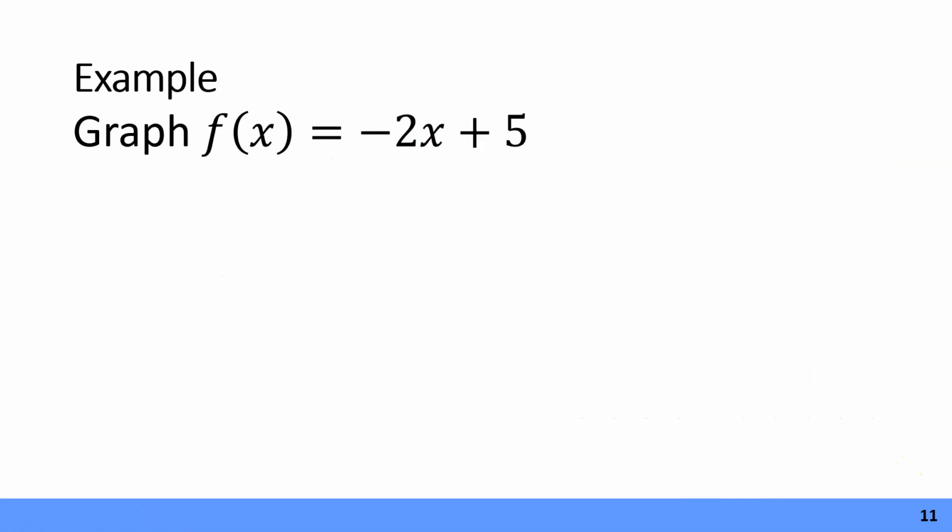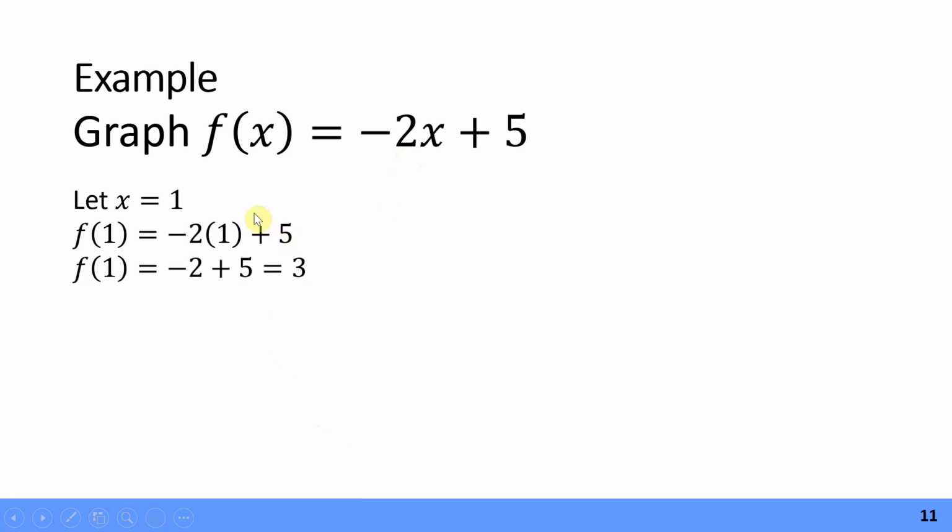Graph f of x equals negative 2x plus 5. Again, choose 2 random numbers. To keep it simple, I went ahead and did 1 again. So I put the 1 in the x. I get negative 2 times 1, which is negative 2. And then I add 5, I get 3. Again, if you're worried about this, don't worry. This is just fancy notation. All you have to remember is you put a number in the x and then you simplify.